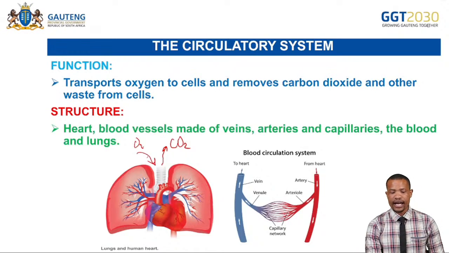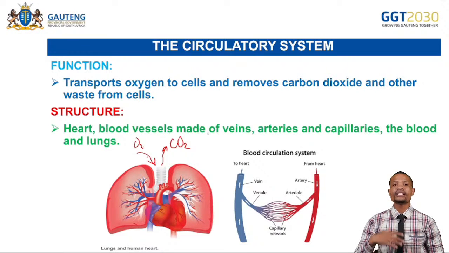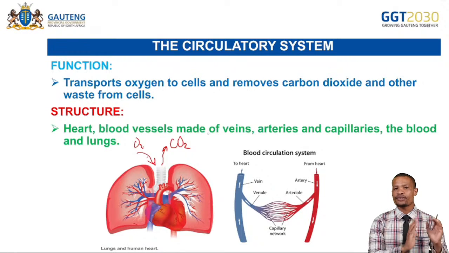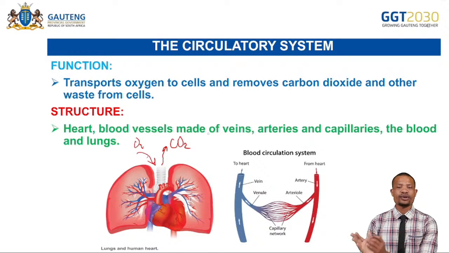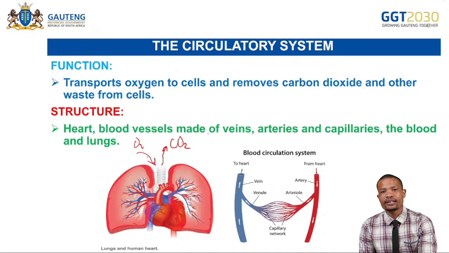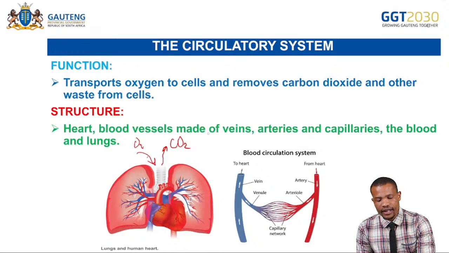Okay, right. Then we also have the veins. The veins carry deoxygenated blood, the blood that has the carbon dioxide. So this is blood that's coming from the cells. Okay, it has too much carbon dioxide. Artery.